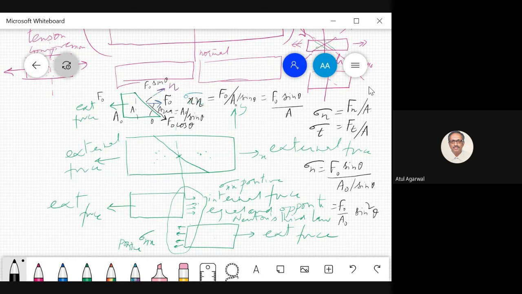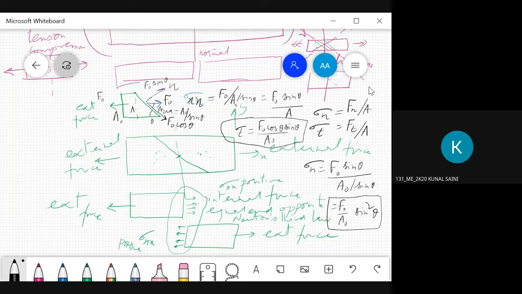What is your sigma tangential? Is it all right? Any issues with it, Kunal Sani? No, sir. So you see, you found stresses on this phase. There is a tangential term also. While when we took this phase, there was only a normal stress. There was no stress tangential to the surface, as there was no force tangential to the surface.